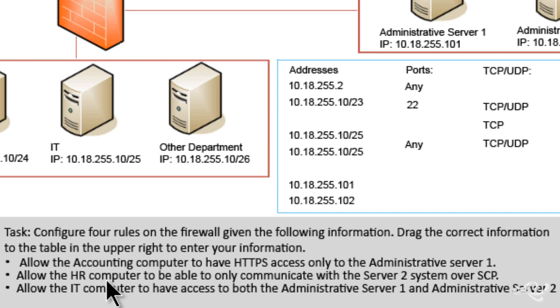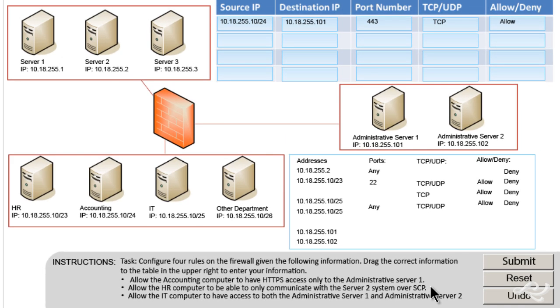Second rule: allow the HR computer to be able to only communicate with the server 2 system over SCP. Worded a little bit differently, but same type of idea. We have 2 players, the HR computer and server 2 up here on the third branch of the firewall. And we want to use SCP as our protocol. So we're going to grab this IP address. That's the source IP. This guy's going to be the destination IP. And now we need the port number. Well, what does SCP use? It's based off of SSH, Secure Shell, port 22.